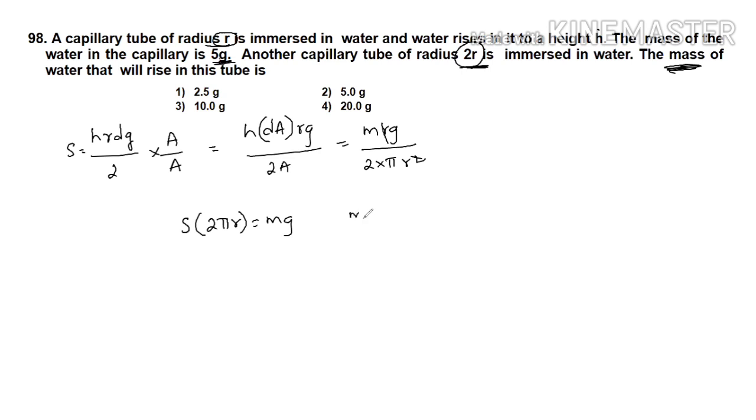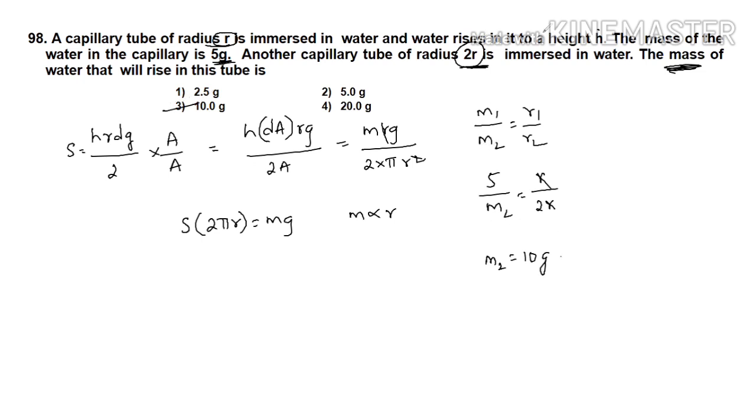So now mass is directly proportional to the radius. So from this we can write m1 by m2 is equal to r1 by r2. m1 is given as 5 and m2 we should calculate. R1 is R, R2 is 2R. It will get cancelled. So M2 is nothing but 10 grams.